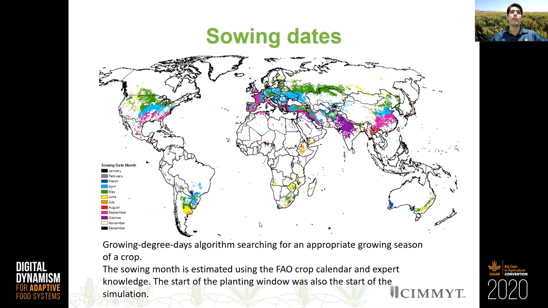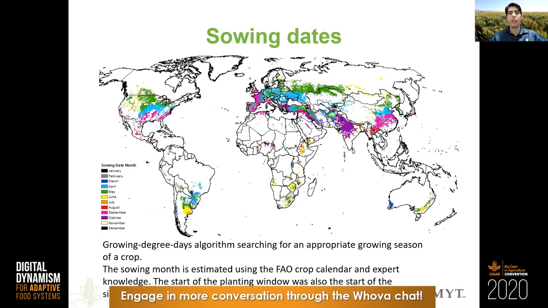So sowing dates that are used in these simulations are generated using growing degree days algorithm, searching for an appropriate growing season of a crop. And the sowing month is estimated using the FAO crop calendar and expert knowledge. And the start of the planting window was also at the start of the simulation. So this is for spring wheat, and winter wheat we use basically in the northern hemisphere, it's in October, and the southern hemisphere is in April.